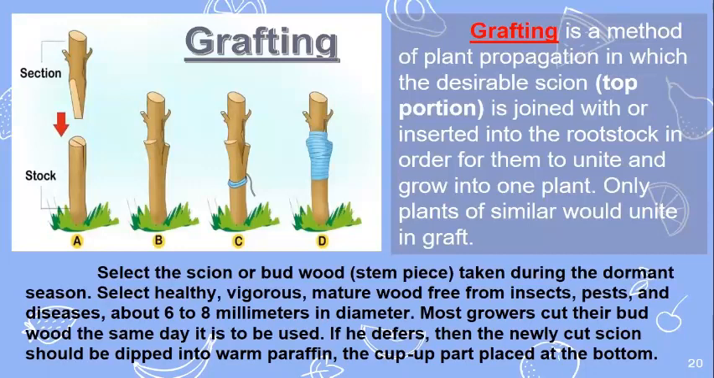Select a scion or budwood, that's a stem piece, taken during the dormant season. Select healthy, vigorous, mature wood free from insects, pests, and diseases, about 6 to 8 millimeters in diameter. Most growers cut their budwood the same day it is to be used. If it differs, then the newly cut scion should be dipped into warm paraffin, with the cut-up part placed at the bottom.